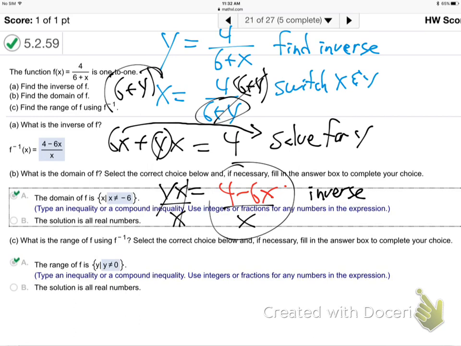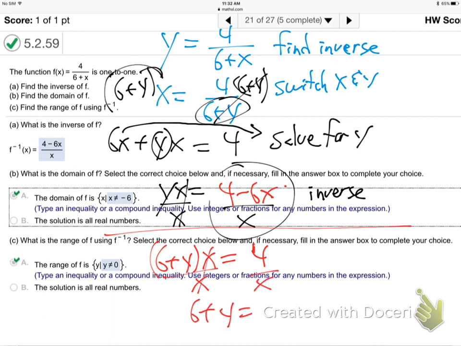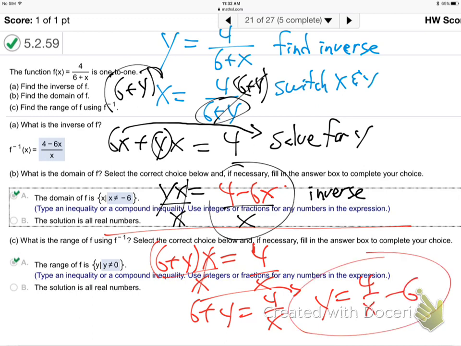Instead of distributing the x, couldn't you have just divided and then subtracted the 6? Oh yeah, you're right. That would have worked too. Good point. Let me show that too. So we had 6 plus y, x is 4. Seema, you're totally right. Could have just divided by the x there, and then you had 6 plus y is 4 over x, and then jump the 6 to the other side. So y equals 4 over x minus 6. That's the right answer also.